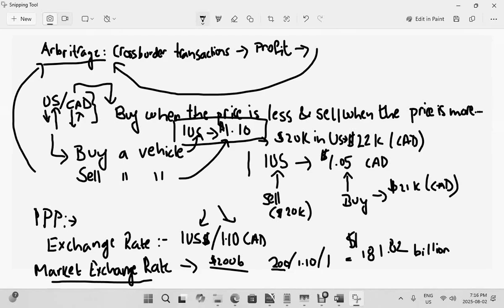For a regular exchange rate, you're simply using the currencies of two countries. Now, the market exchange rate has to do with your PPP, which is purchasing power parity.